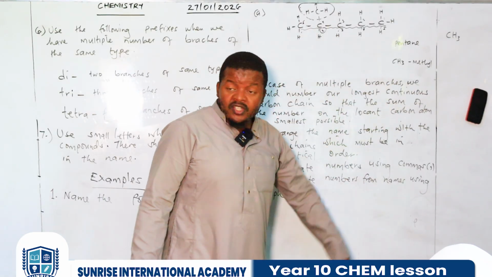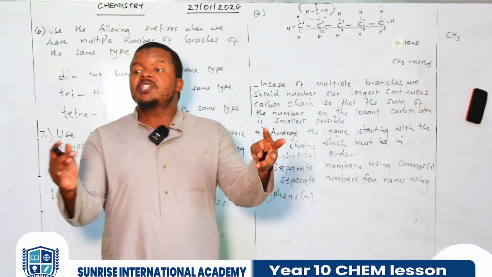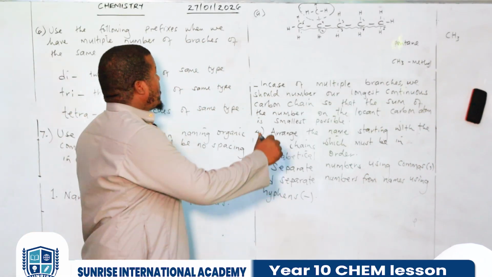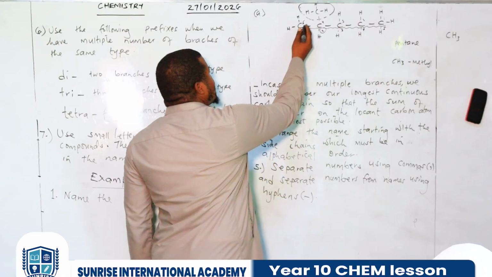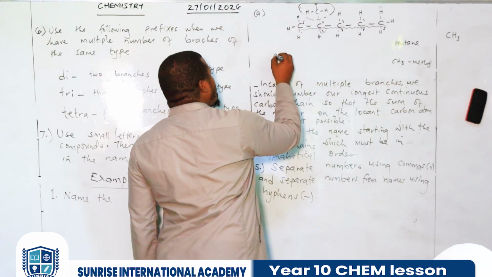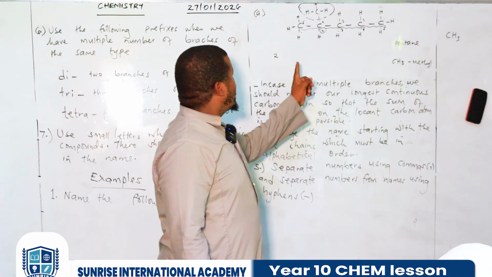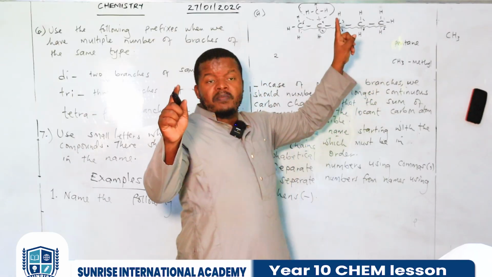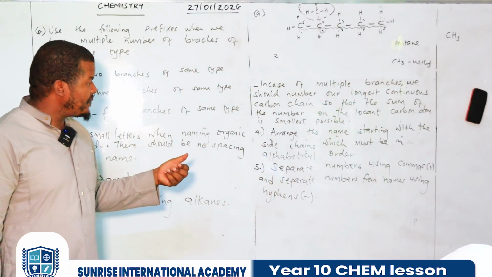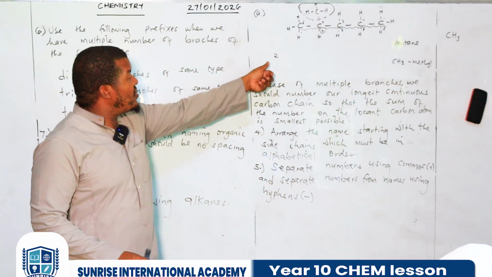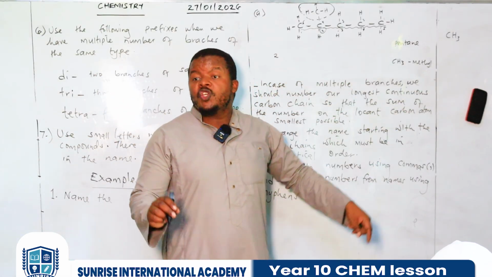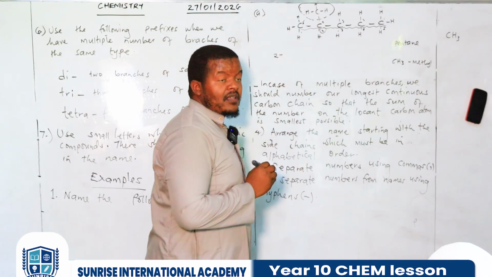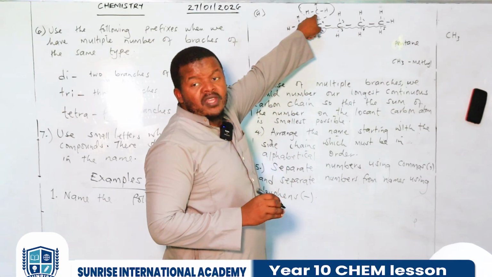Do we have another branch? No. So let's put those names together to form the name of the compound. We are going to start by writing the position of the branch. 2. What do we have on 2? Methyl. Remember we said one of the rules was you separate the numbers from the names using a hyphen. So 2 hyphen. At carbon number 2, we have a methyl.